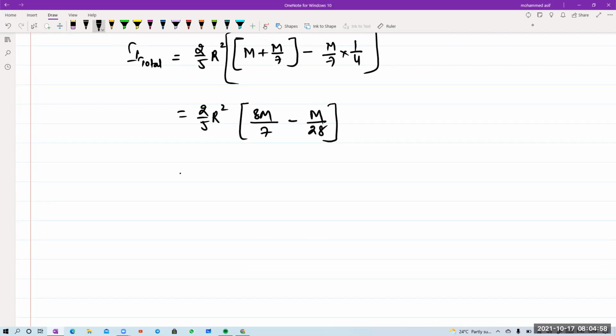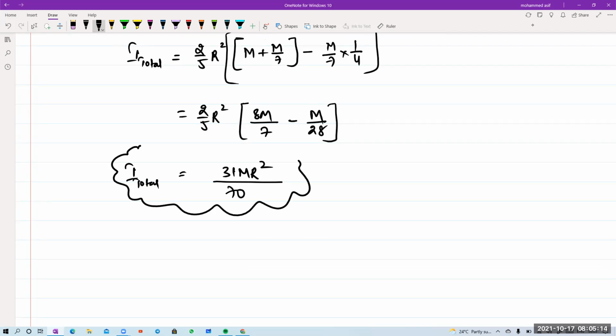So the LCM will become for me 70, because 5 is also there. So this will become for me 2 into 8R. So that will be 31 m into your R square. So total moment of inertia is coming out for me how much? 31 m into your R square.